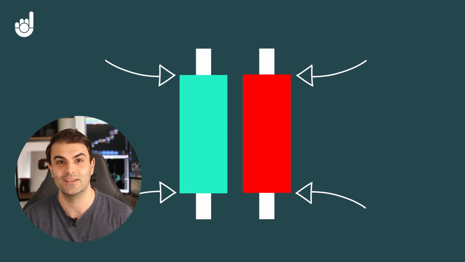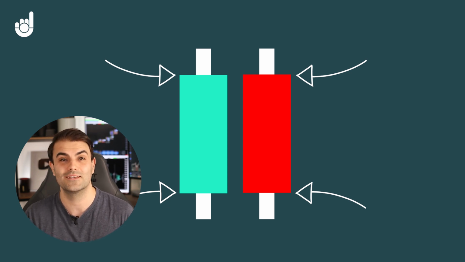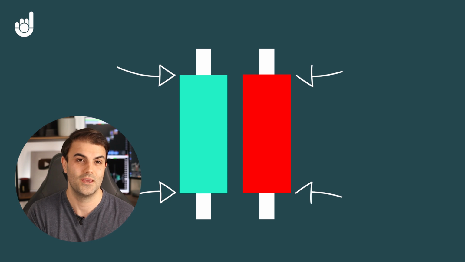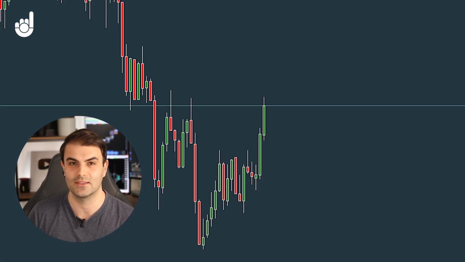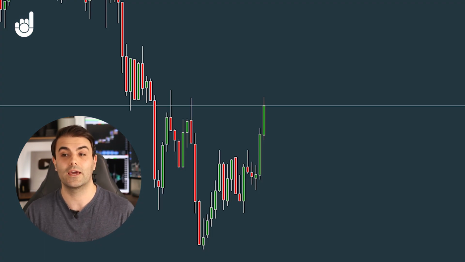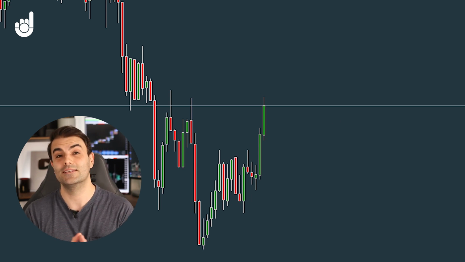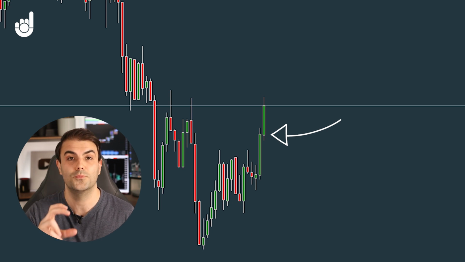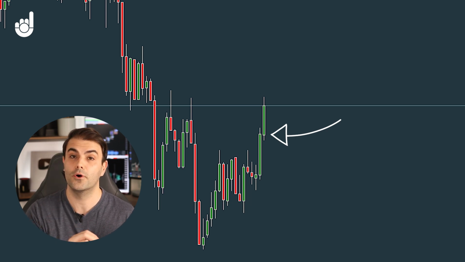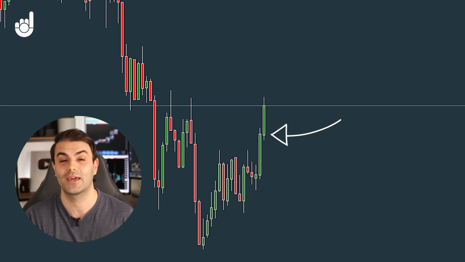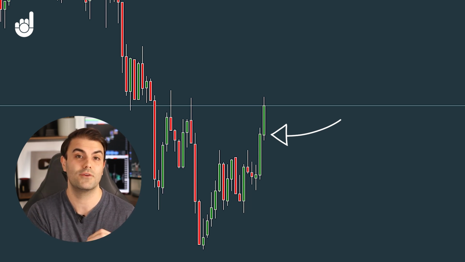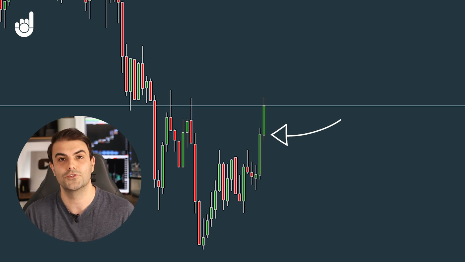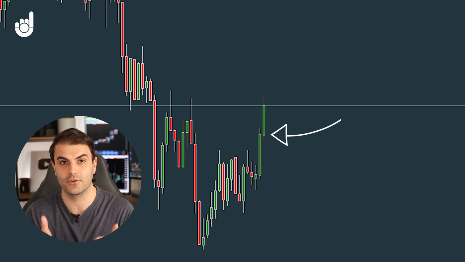So then the question is, which one is the opening price and which one is the closing price? Now there are 2 easy ways that we can figure this out. The first one is to look at where that candle is positioned in relation to the previous candle. In most cases, but not necessarily always, the opening price will be the side of the candle body that's closest to the top or bottom of the previous candle. So in this case, we can see that the bottom of the candle is close to the top of the previous candle, so we can pretty much know that this is the opening price of the current candle.